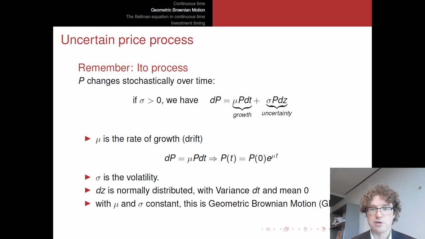So the uncertain variable here is price, dp. The change in price is measured as a growth part, which is proportional to price, or p itself, with a growth rate mu, multiplied by dt. So that's the drift rate or growth rate. Mu is the drift rate, and sigma measures how large the uncertainty is. So it's called the volatility.